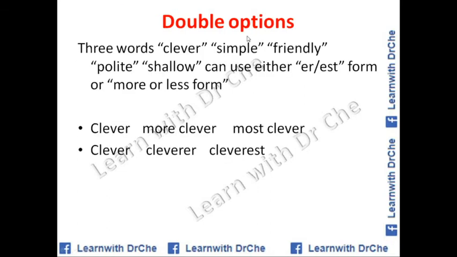Double options. There are some words like clever, simple, friendly, polite, shallow. We can use either er or est form, this is regular, and we can also use more or less form. For example, clever, more clever, most clever, clever, cleverer, cleverest. He is the cleverest student in the class. We can also say he is the most clever student in the class. So we have double options with these words and some other words also.